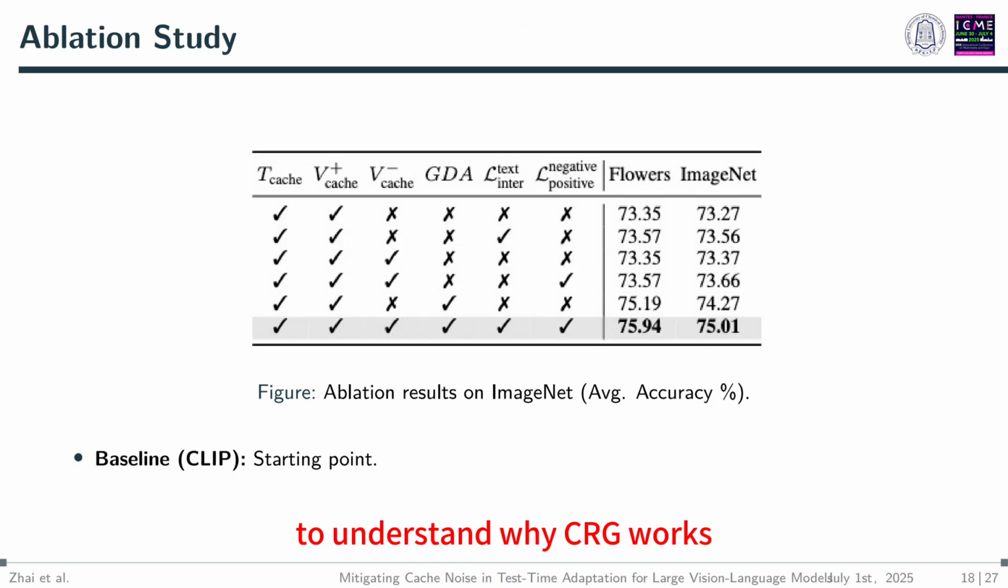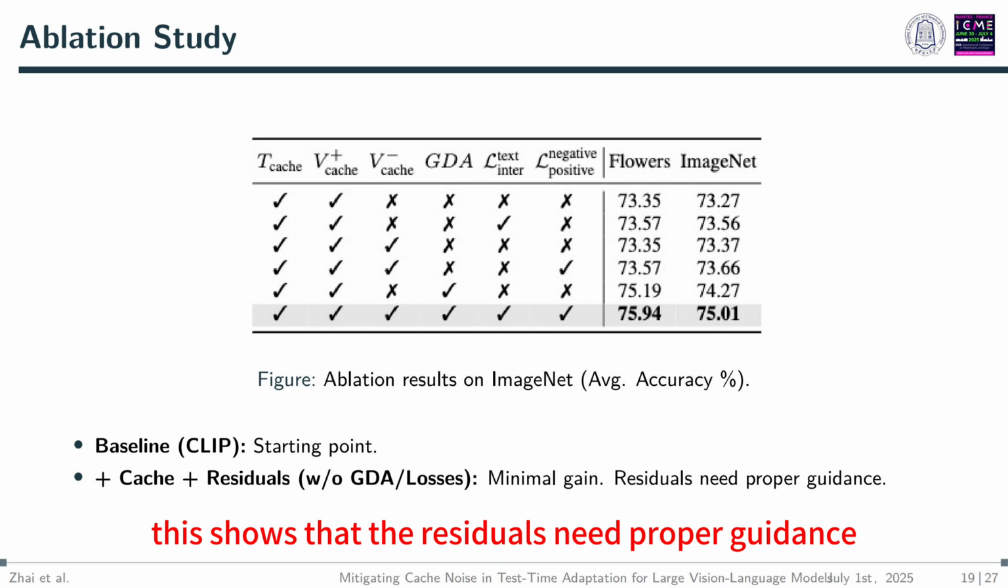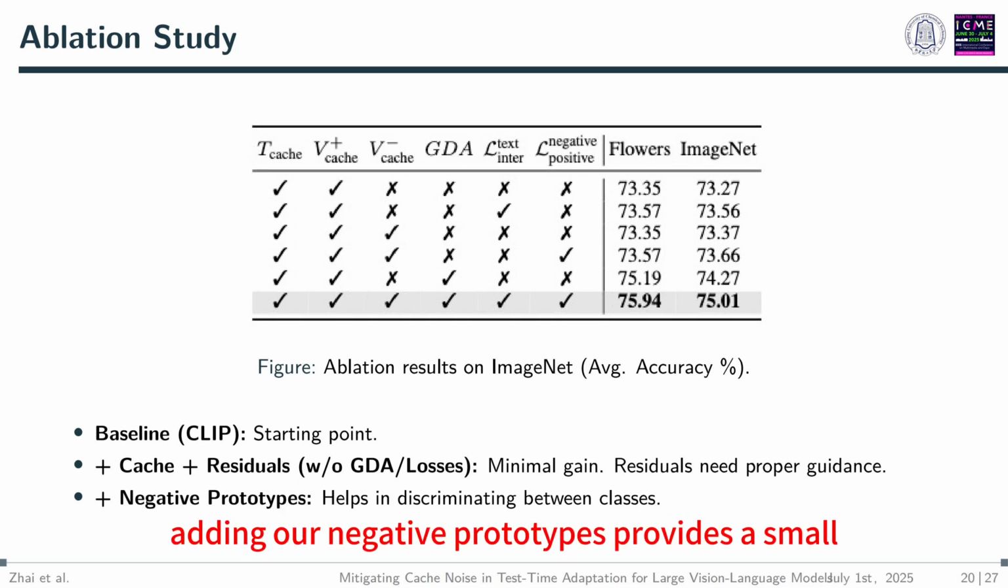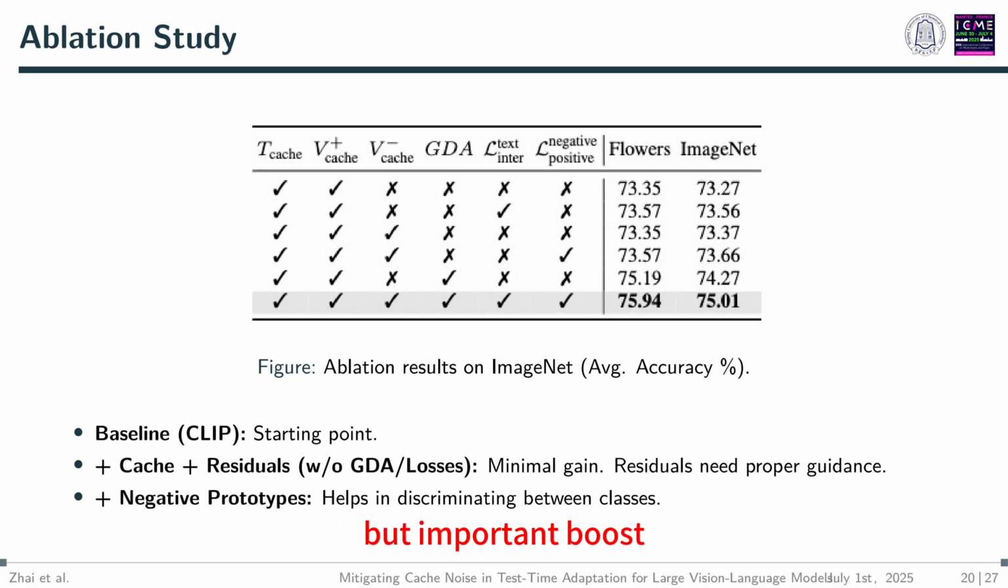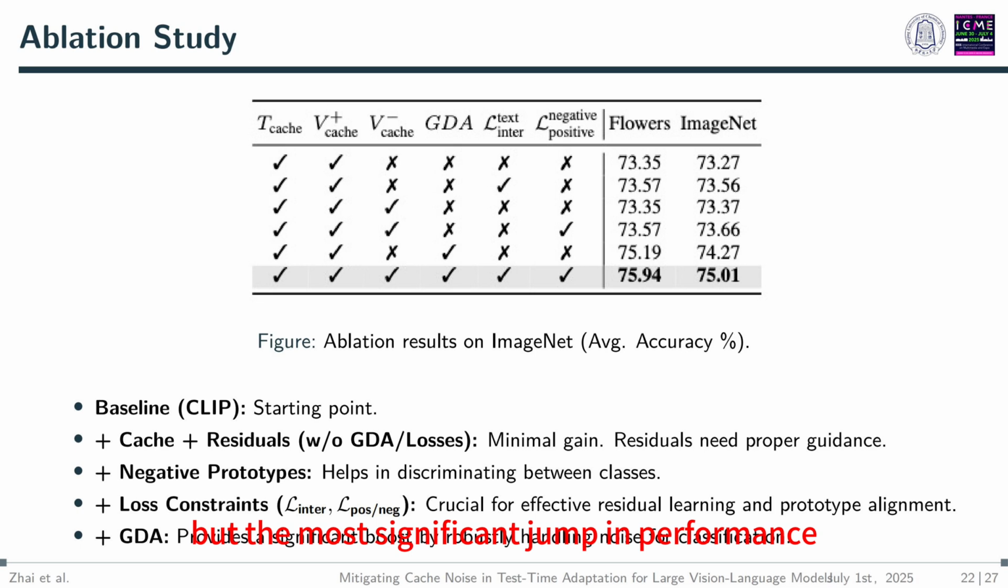To understand why CRG works, we conducted a thorough ablation study. We start with the CLIP baseline. Adding just the cache and residuals gives almost no gain. This shows that the residuals need proper guidance. Adding our negative prototypes provides a small but important boost. The real improvement starts when we add the loss constraints, which are crucial for aligning the prototypes. But the most significant jump in performance comes from introducing GDA. This confirms its power in robustly handling noise for classification.